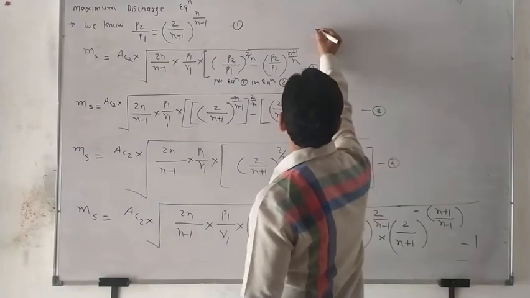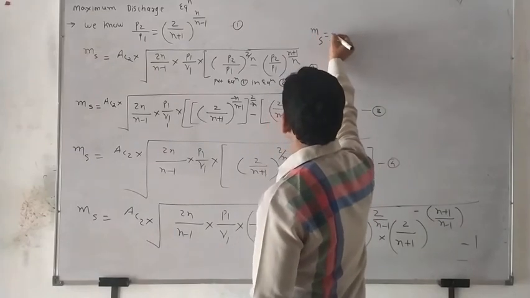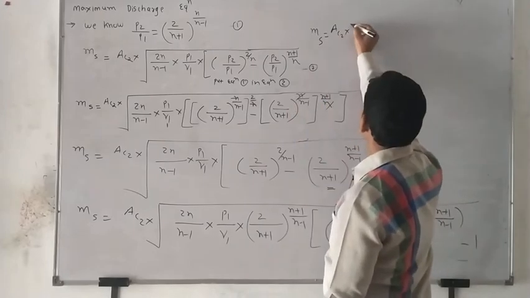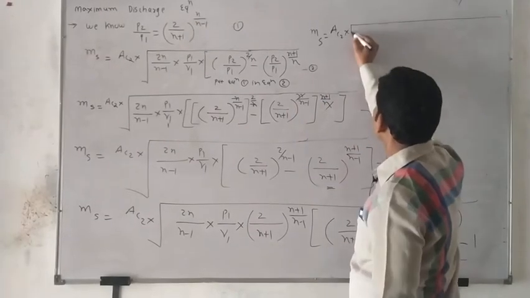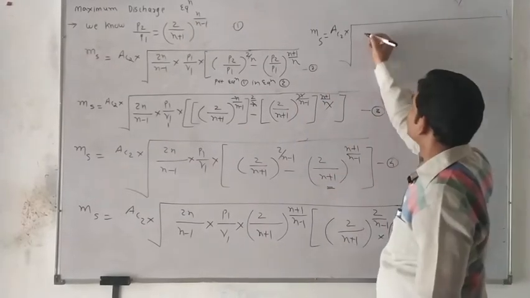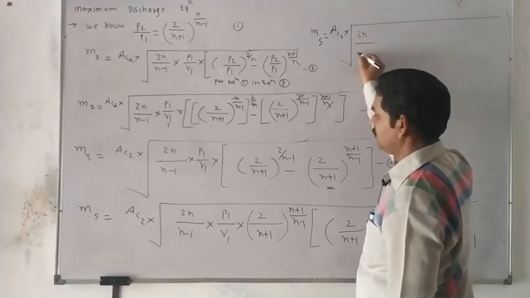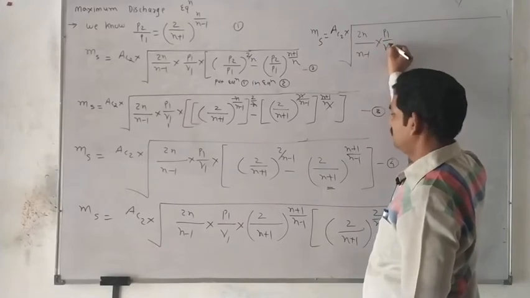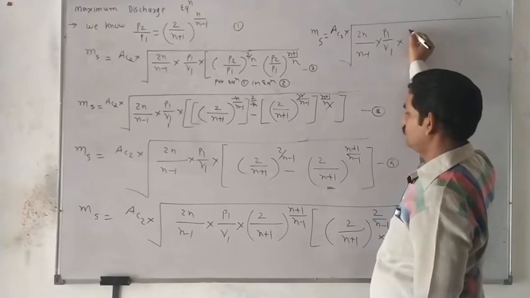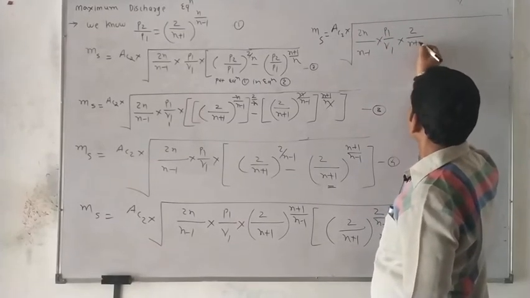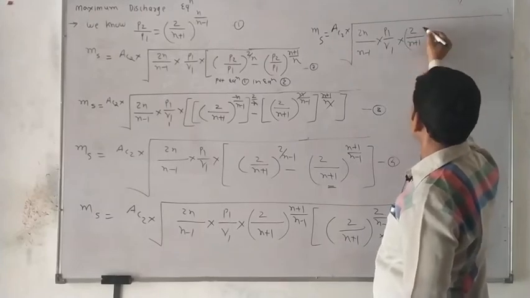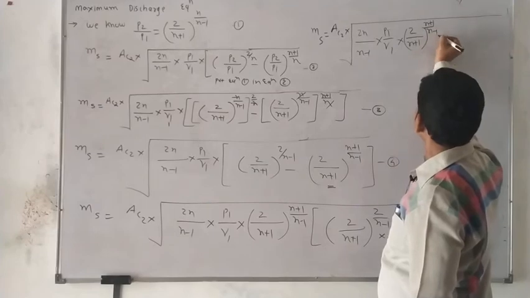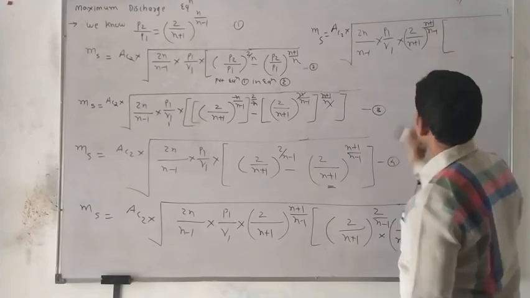So m_s is equal to A_c2 into under root, what is remaining? Twice n minus 1 into P1 V1 into [2 upon n plus 1] to the power n plus 1 upon n minus 1 bracket.